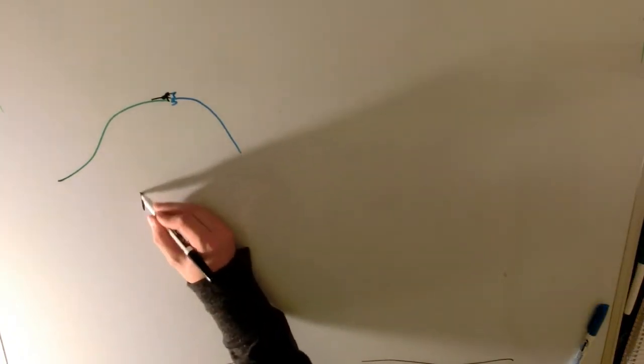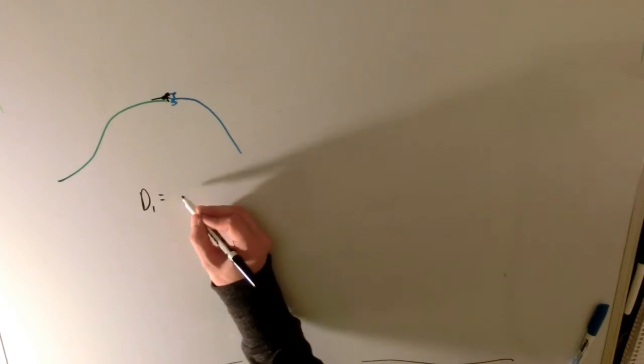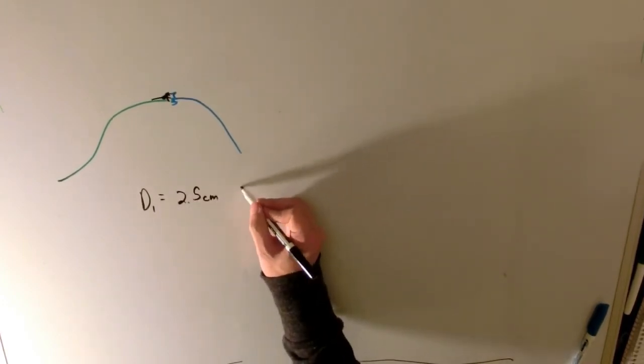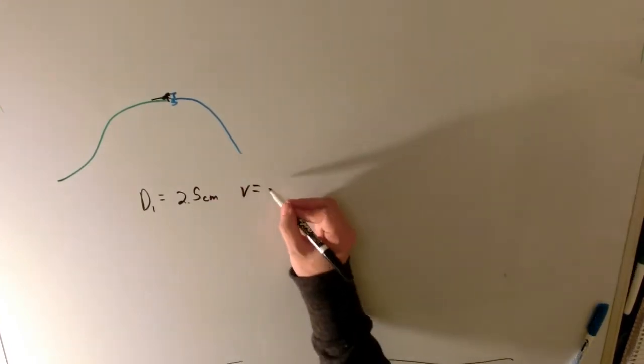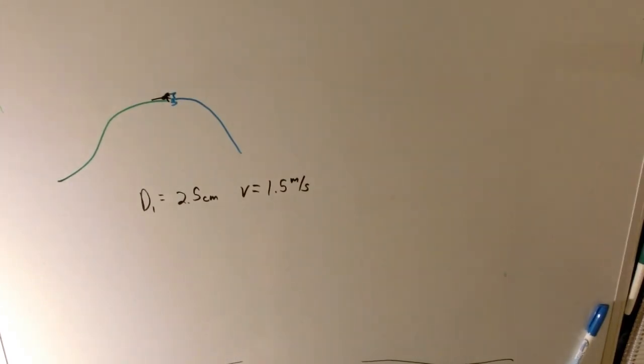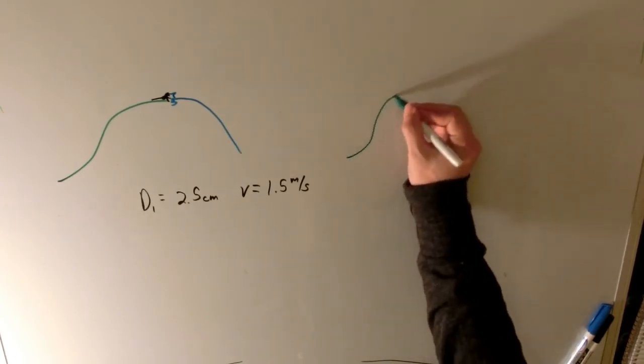Now the hose, when I'm initially holding it, I estimate that the hose has a diameter of about 2.5 centimeters, and that the velocity of the water coming out is about 1.5 meters per second. Now what I'm going to do is put my thumb in front of it.